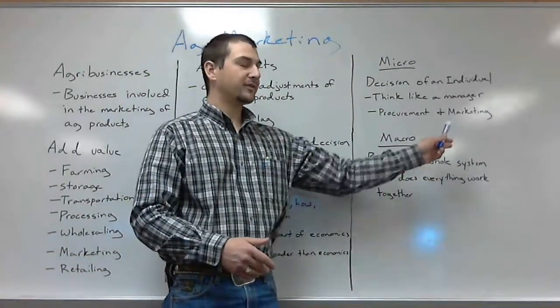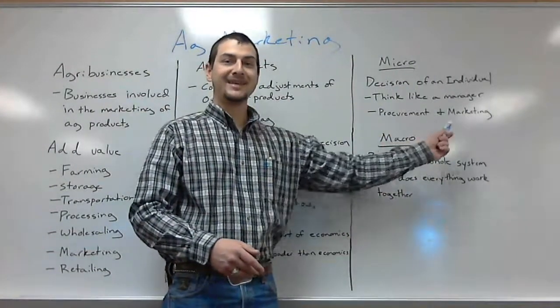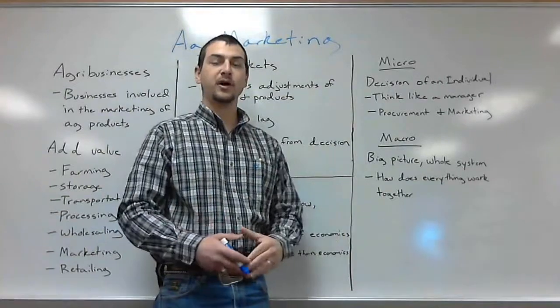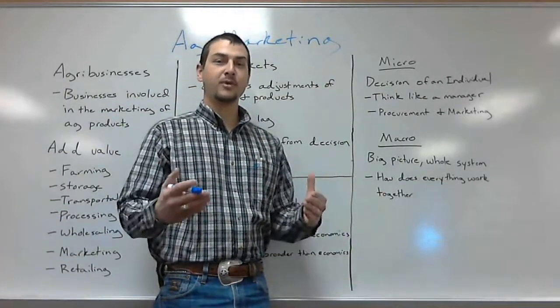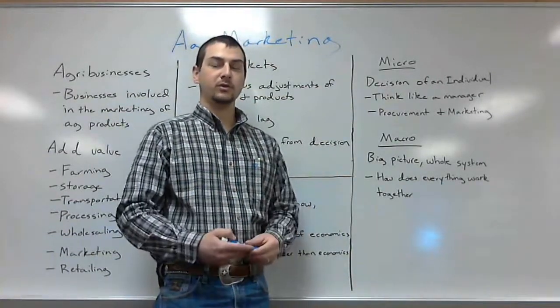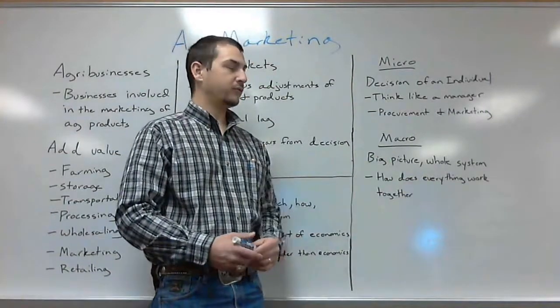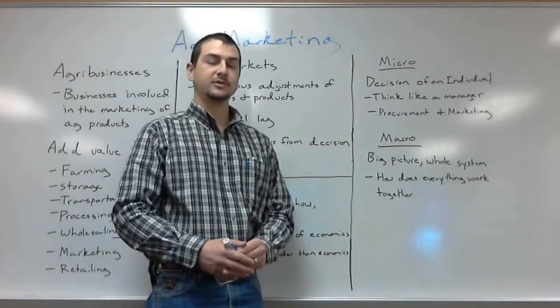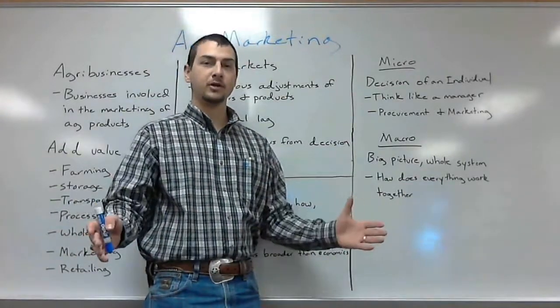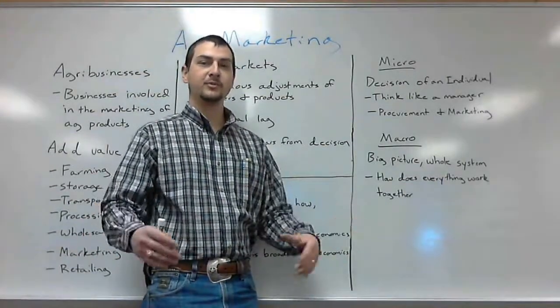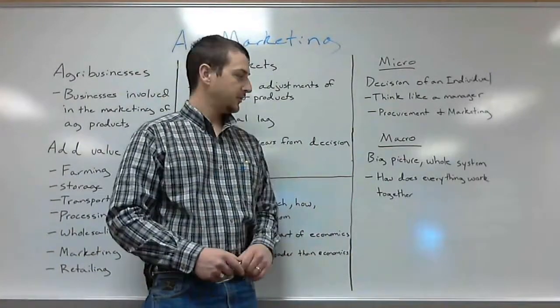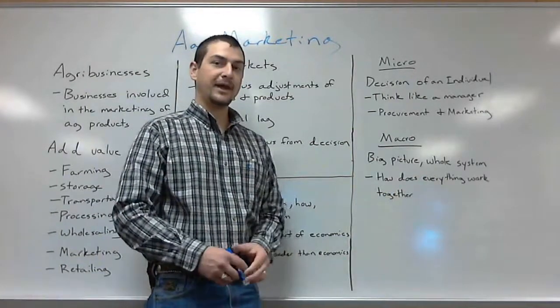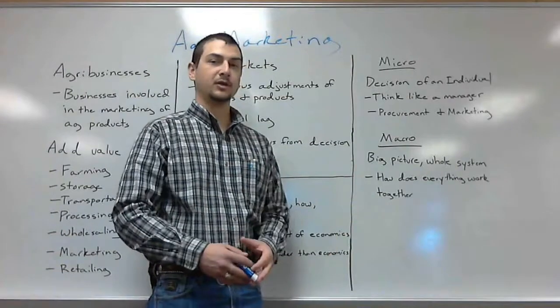And the procurement and the marketing are the buying and selling of individual products on a firm level, on an individual level. Whereas the macro view of marketing looks at the big picture of the whole system. It's going to encompass the whole marketing channel, the whole system, and how it all works together. So basically with the macro view, we look at how everything is working together.